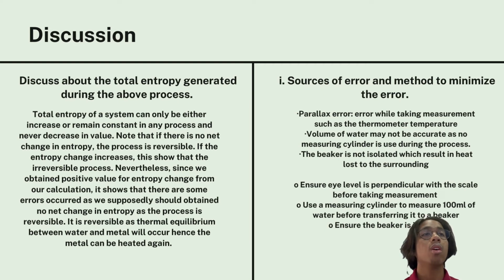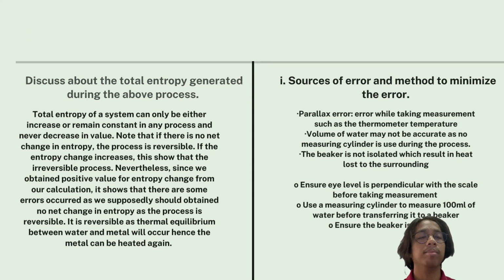Okay, how can we minimize the error? First of all, for the first error, we can minimize it by ensuring our eye level is perpendicular to the scale before taking measurements. Next, using a measuring cylinder to measure 100 ml of water before transferring it to a beaker. And lastly, ensure the beaker is isolated.